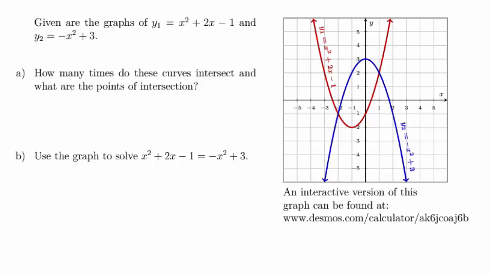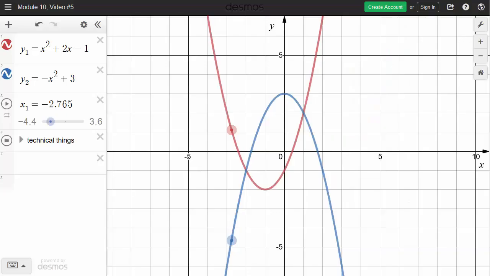Note that underneath this graph, we're told that an interactive version of this graph can be found, and the link on Desmos is given. So I'm going to go over to that interactive graph before we get started. What I have on my screen now is this interactive graph. And note that these two points can be animated along each of these curves. So let's watch as they move.